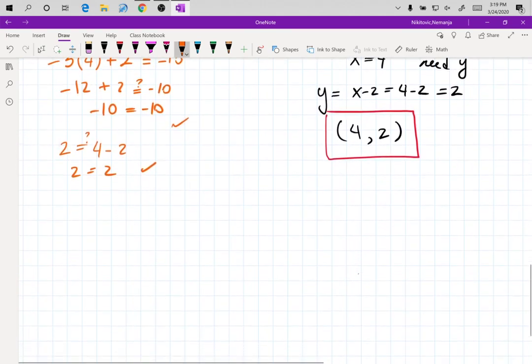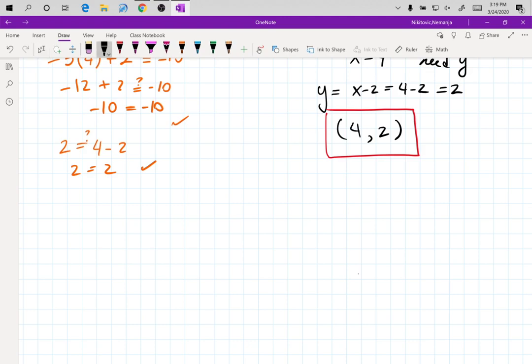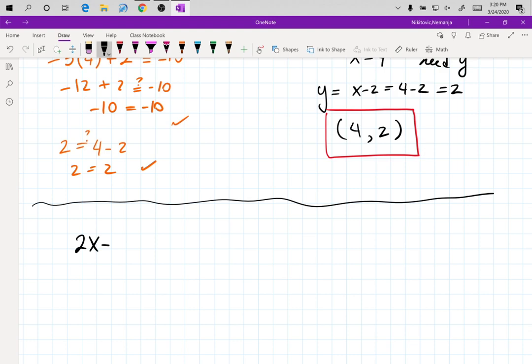The next case is a little bit trickier because you will have to do some work to fish out your equation. Let me show you what I mean. 2x minus 3y equals -4, and 3x minus y equals 1.